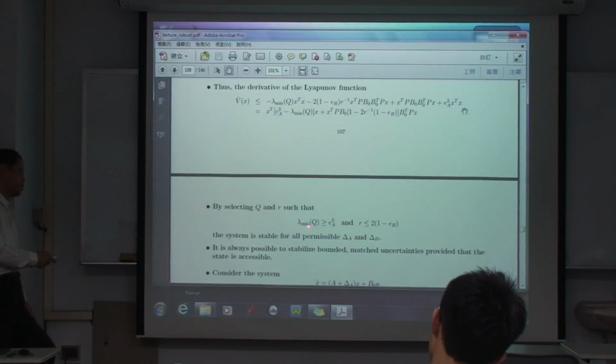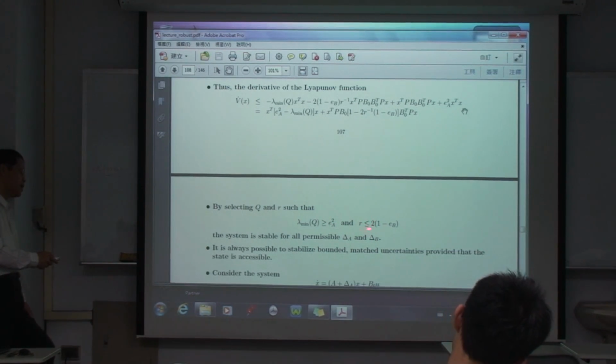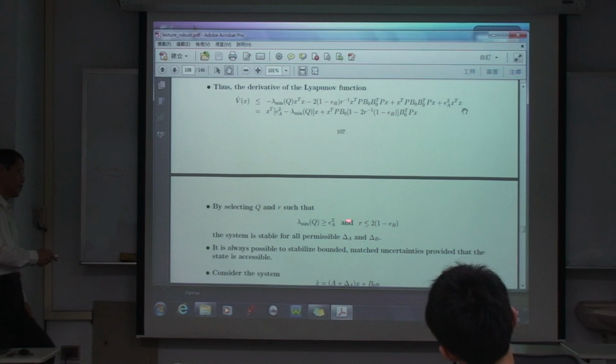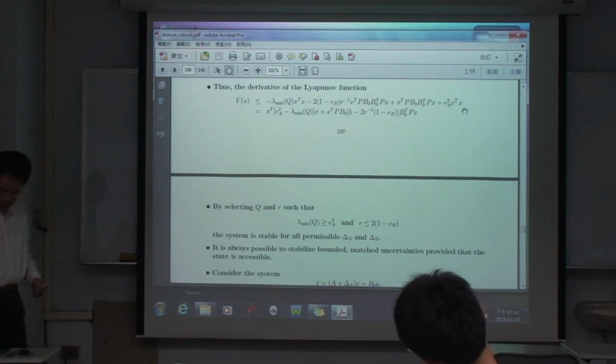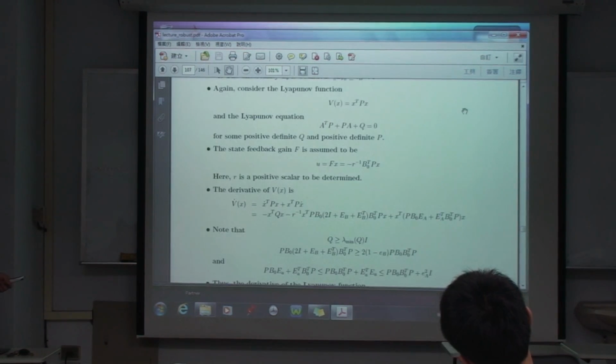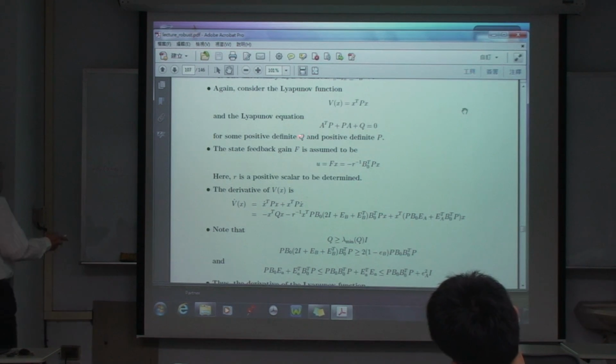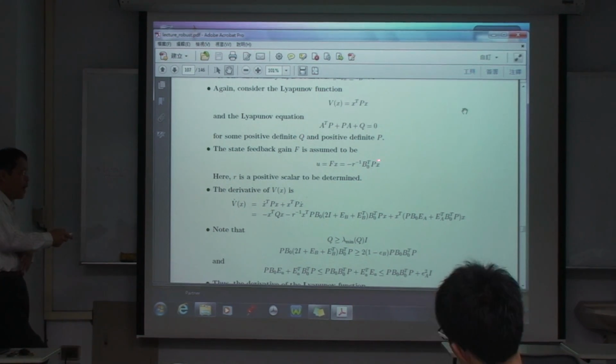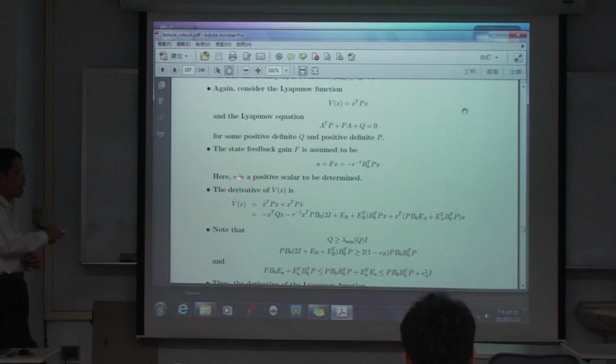So you can select Q so that the minimum eigenvalue of Q is greater than this term. Select R so that R is less than this term. Because for Q and R, here Q only has to be positive definite. R is a free variable you can select. R is any positive scalar. So you could then select R and P freely.